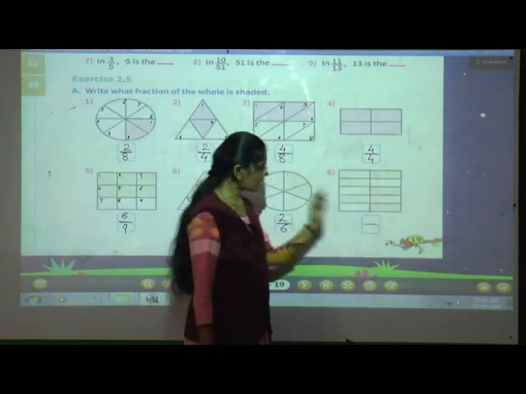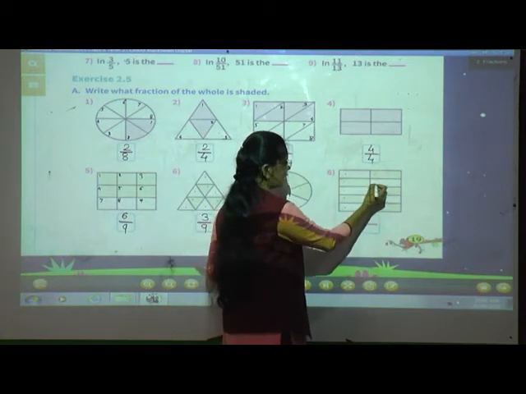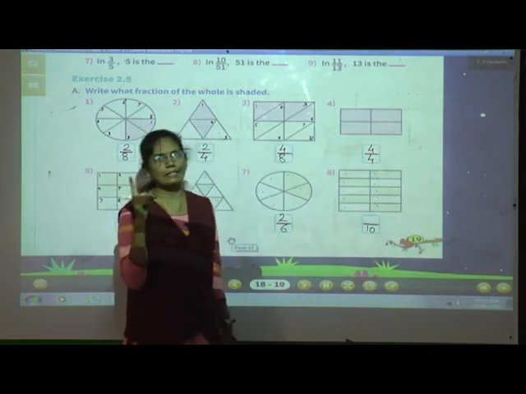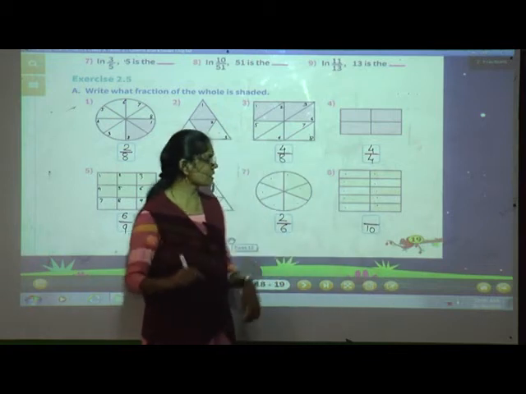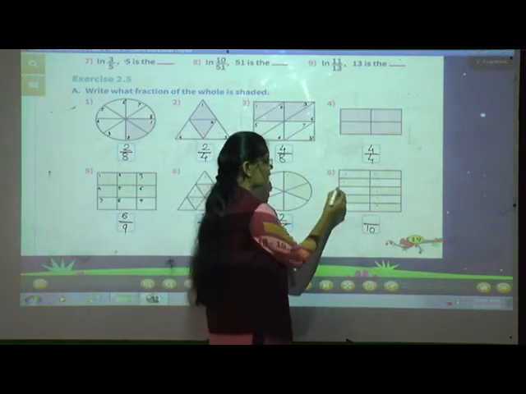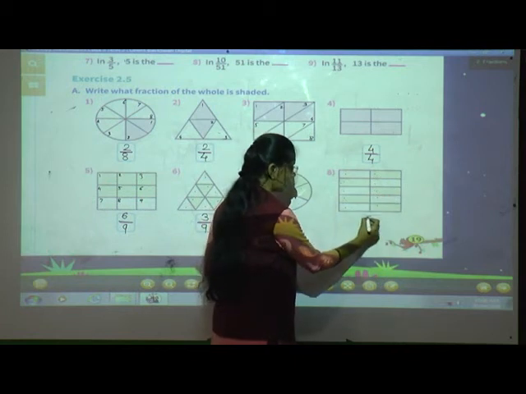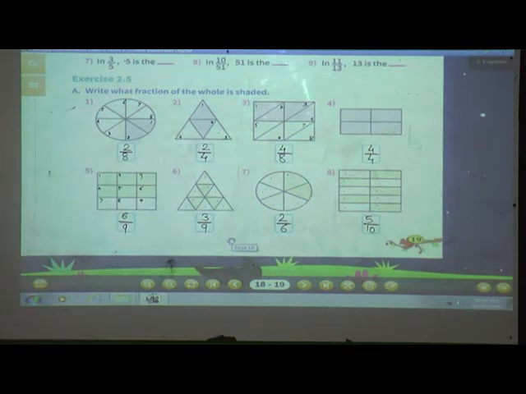Now see this last example. Count all the parts. How many parts are there? 1, 2, 3, 4, 5, 6, 7, 8, 9, 10. This whole is divided into 10 equal parts. Now out of that 10 parts, how many parts are shaded? Count only shaded parts now. 1, 2, 3, 4, 5 parts are shaded. So fraction is 5 by 10. Okay, what is the fraction? 5 by 10. Clear this?